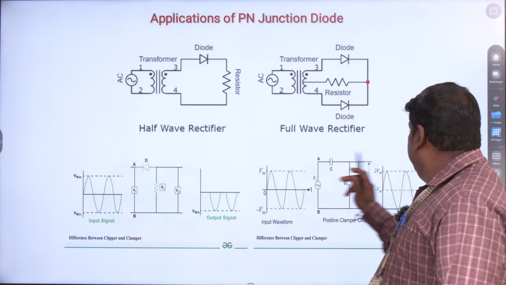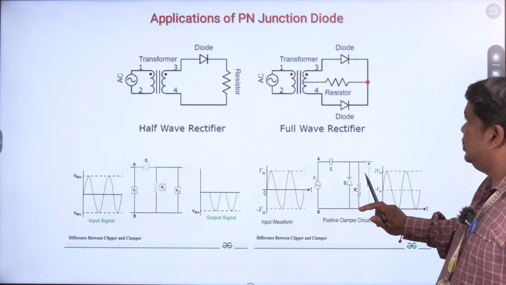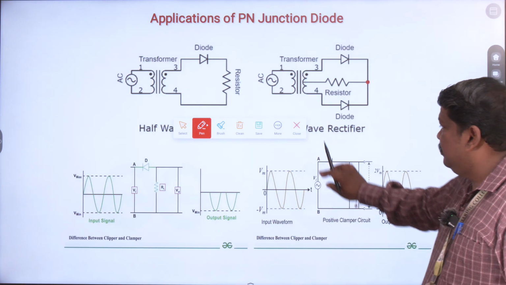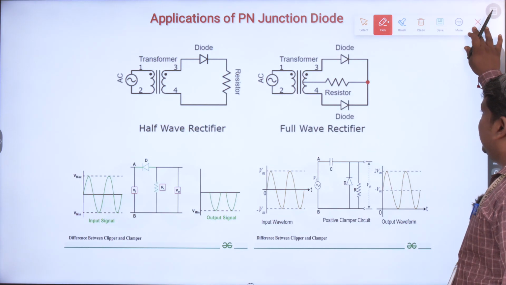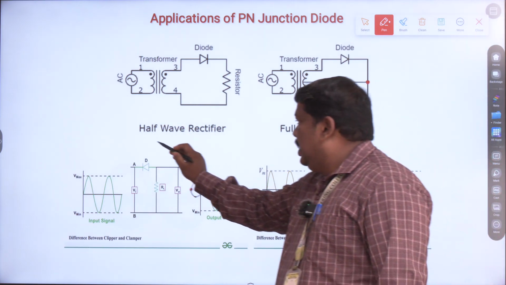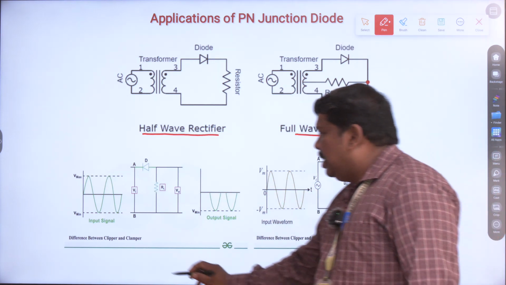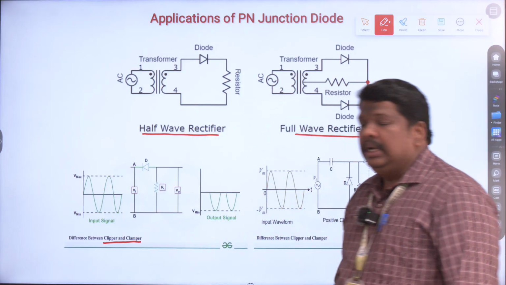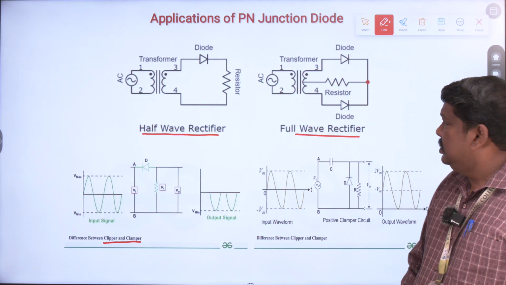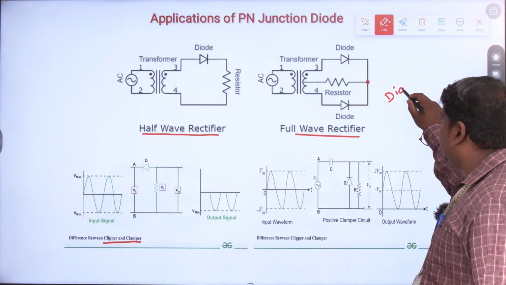And the next major thing is going to be the applications of p-n junction diodes, where we can use them. The first application is going to be rectifiers. Next, diodes are used as clipper as well as clamper circuits.